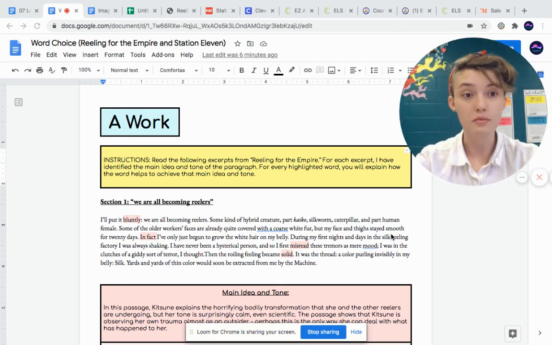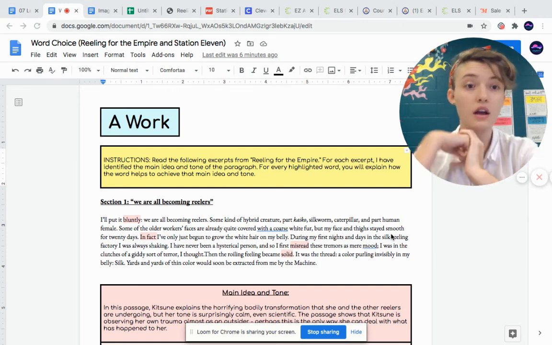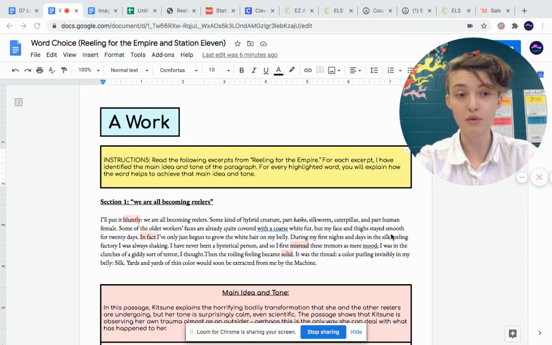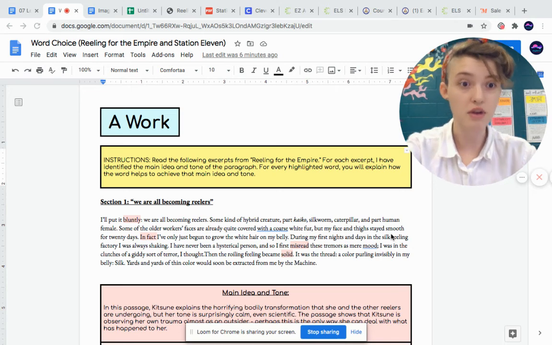So today we are talking about, if you're A work, you're talking about Reeling for the Empire. Everyone doing A work today, do A work if you have only read Reeling for the Empire. If you have not read Station 11, there's no point in doing B work. You should just do the A work. I will make this announcement on the B work video as well.